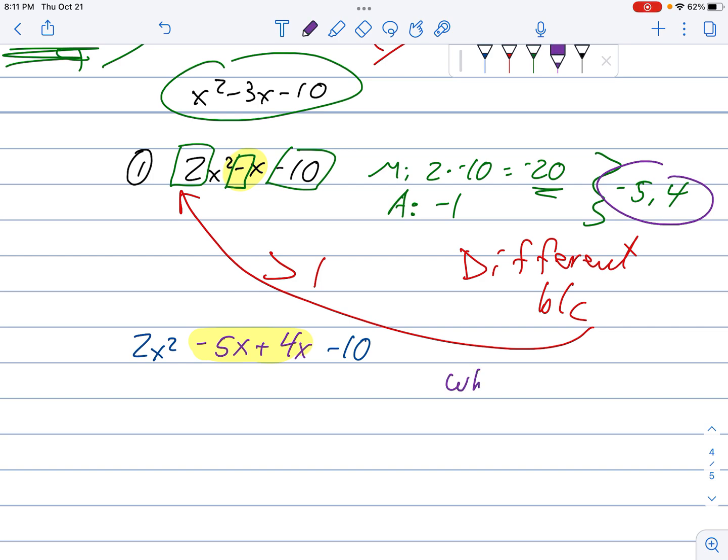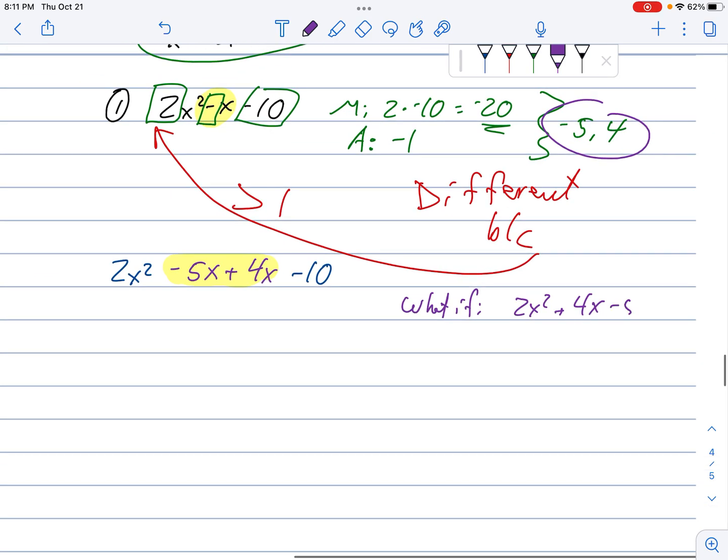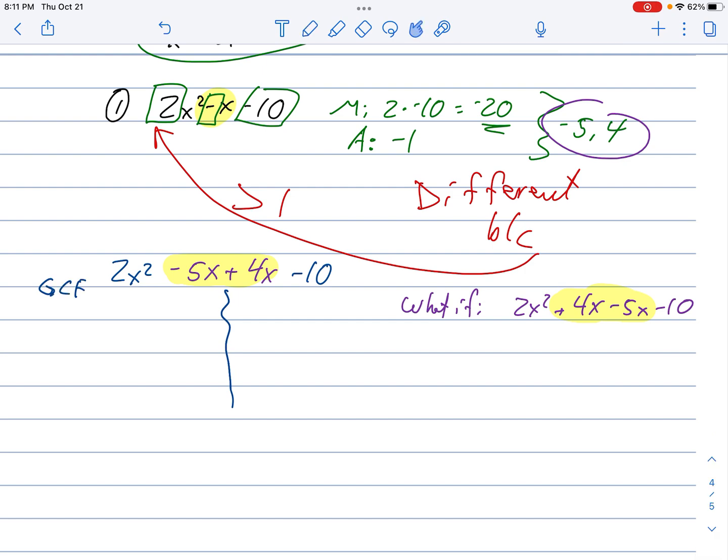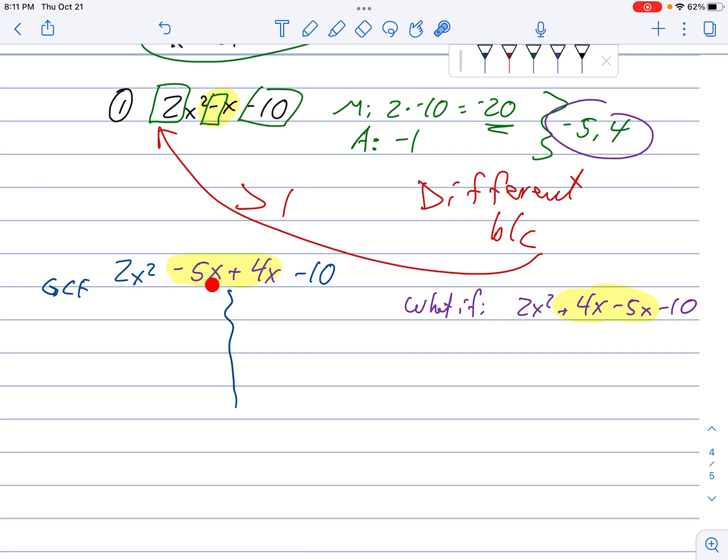I'll do it this way, then I'll show you what happens if I wrote the 4 there and the 5 over here like this. You would get the same answer and it would be a little bit nicer, but it doesn't really matter. It's the same process. I want to find the greatest common factor of just the left-hand side. So I have a 2x squared and a negative 5x. The only common factor is an x. And then I'm left with 2x minus 5.